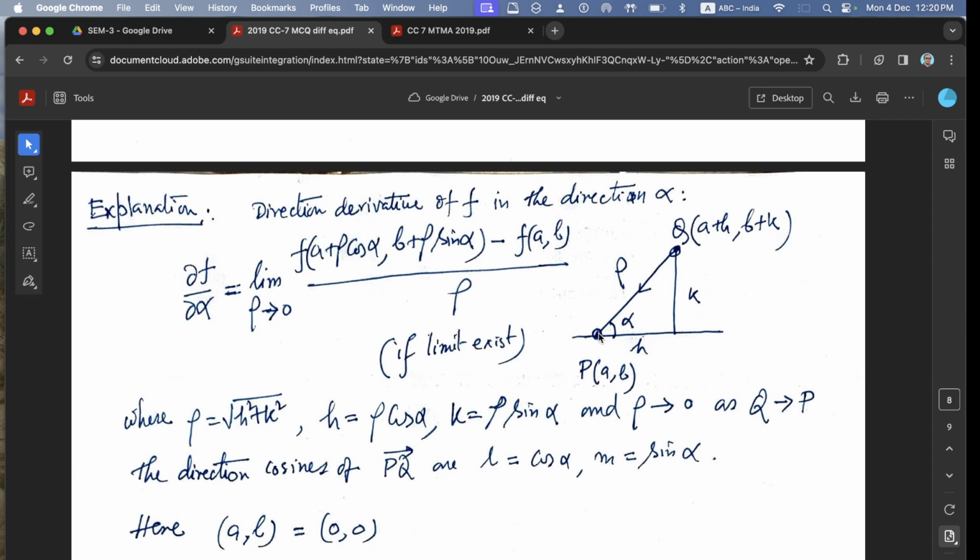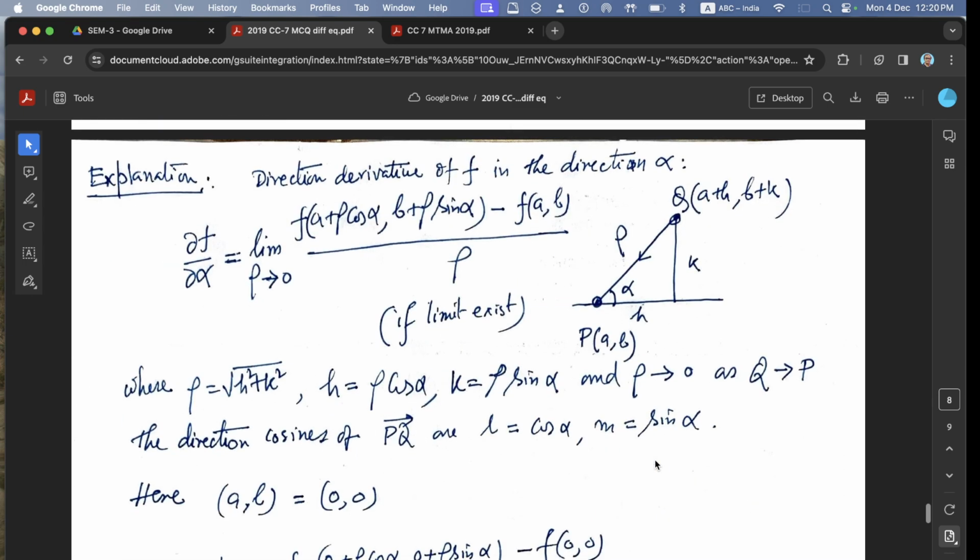Here, this is point P (a, b) and this is point Q (a plus h, b plus k). So this is h and this is k and this is alpha. And this distance PQ is rho. So rho is the root of h square plus k square, and h equals rho cos alpha, k equals rho sin alpha, and rho tends to 0 as Q tends to P. The directional cosines of PQ are l equal to cos alpha, and m equal to sin alpha.